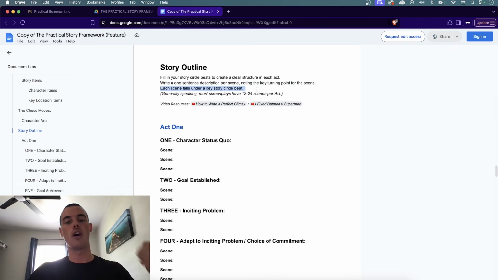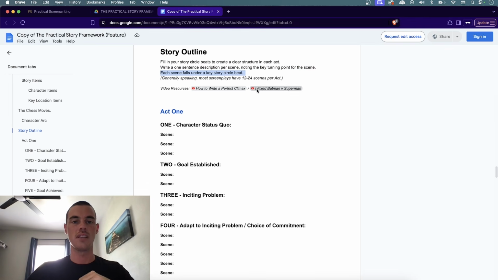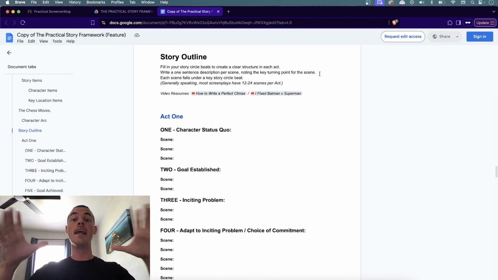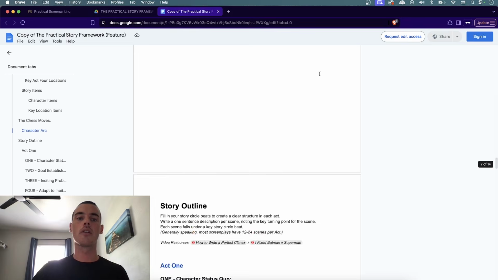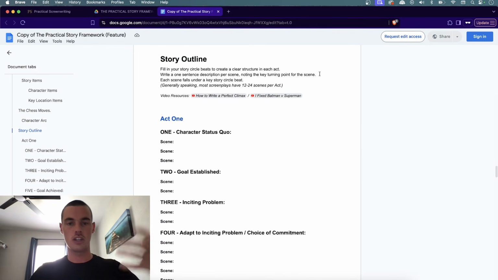Each scene falls under a key story circle beat, like I have shown you here. So you have one main story circle per act. You shouldn't have a story circle for every single character. You can do that if it helps you think about the character's arc, but in terms of the actual act structure, there's going to be one single story circle, and that single story circle is the story circle of the hero versus the villain, the protagonist versus the antagonist, and the back and forth that you're seeing between those two.